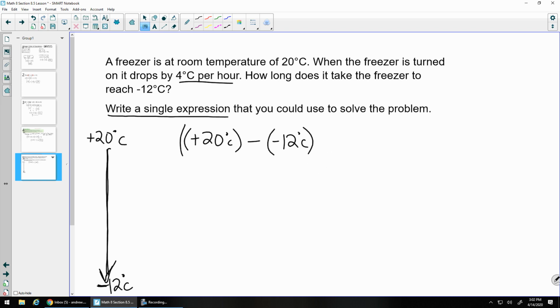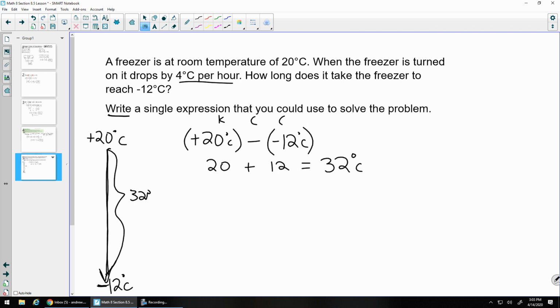Actually, sorry, let's just solve this in steps first, and then we'll look at writing a single expression using the order of operations. Okay, so 20 minus negative 12. If I keep-change-change it, that's 20 plus 12. I'm subtracting a negative, it's the same as adding a positive. So that equals 32 degrees Celsius. That means there's a 32 degree difference, right? From 20 degrees Celsius to negative 12, there's 32 degrees in between.